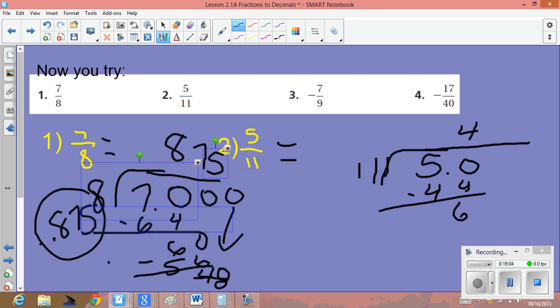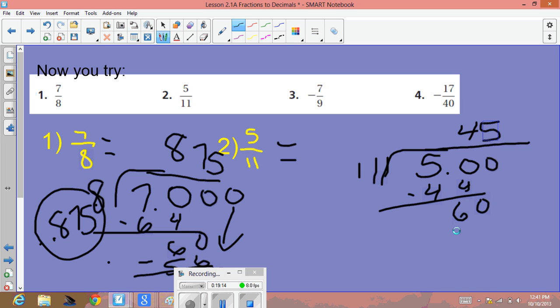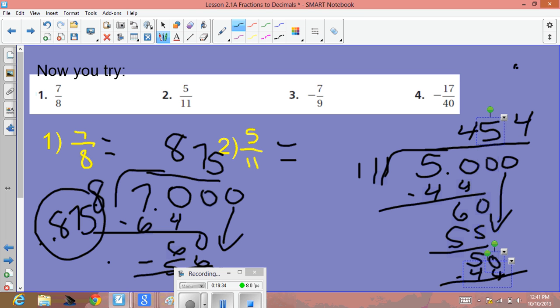Add a 0 and bring down. 11 into 60 is 5. 5 times 11 is 55, with 5 left over. We add another 0 and bring down. If you notice, we start with 5 back at the top. 11 goes into 50 4 times. Do you guys see how the pattern's repeating? We're going to get 44, and we're going to continue to repeat. So number 2, 5 over 11 is 45 hundredths, repeating.